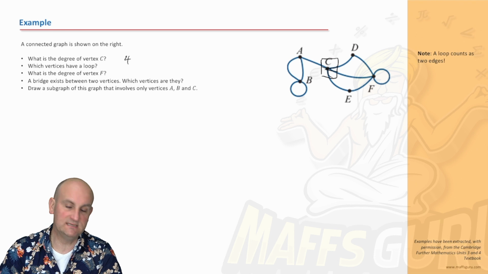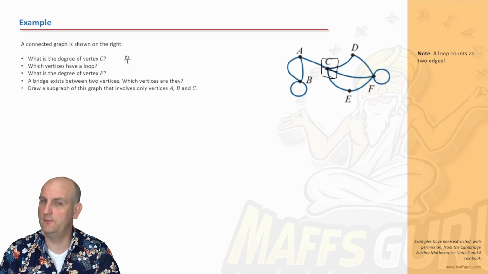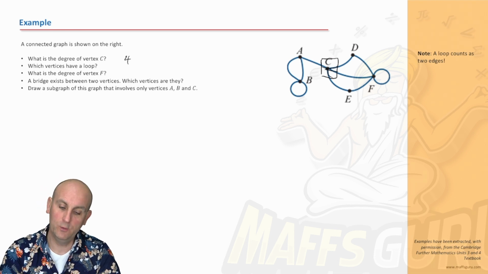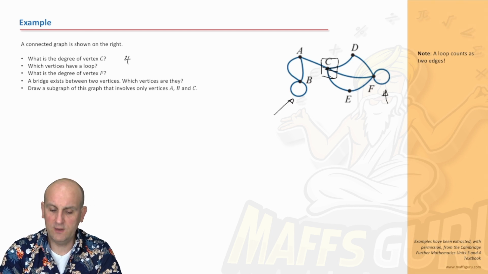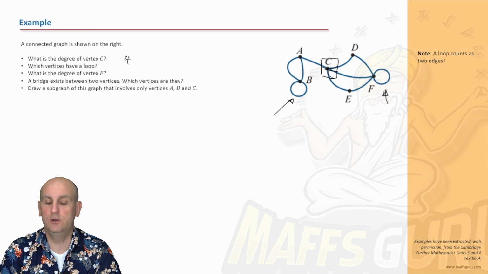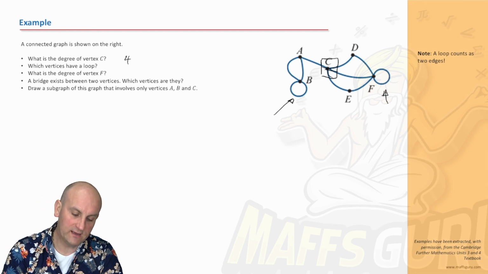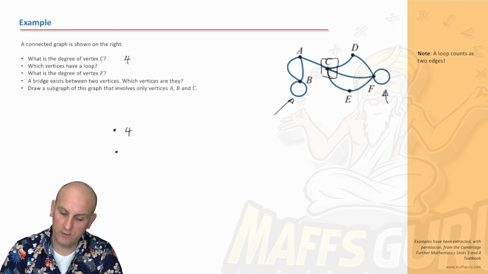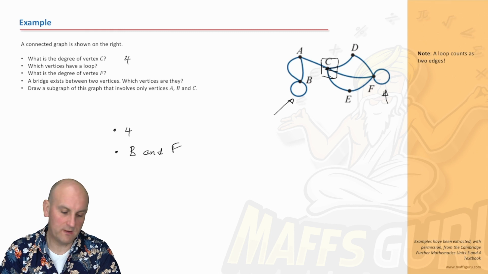Which vertices have a loop? There is a loop. And there, weirdly, is a loop. There are only 2 loops. And so for that second part, let's write the answers down here. The first dot point was 4. The second dot point would be B and F, if I remember rightly.